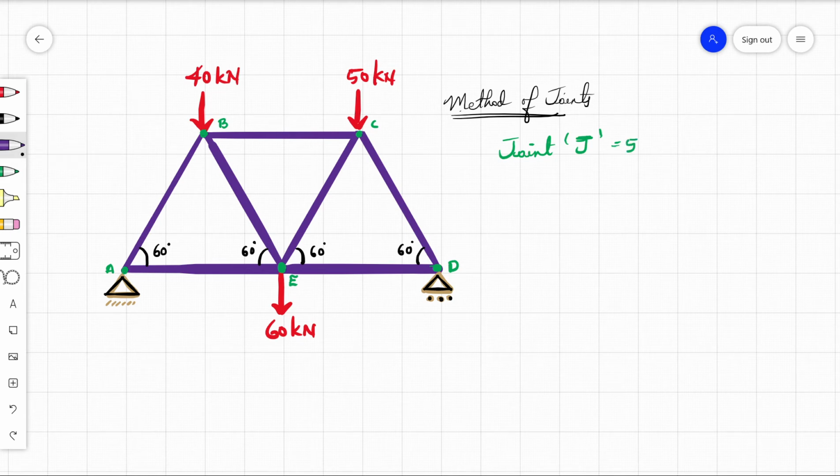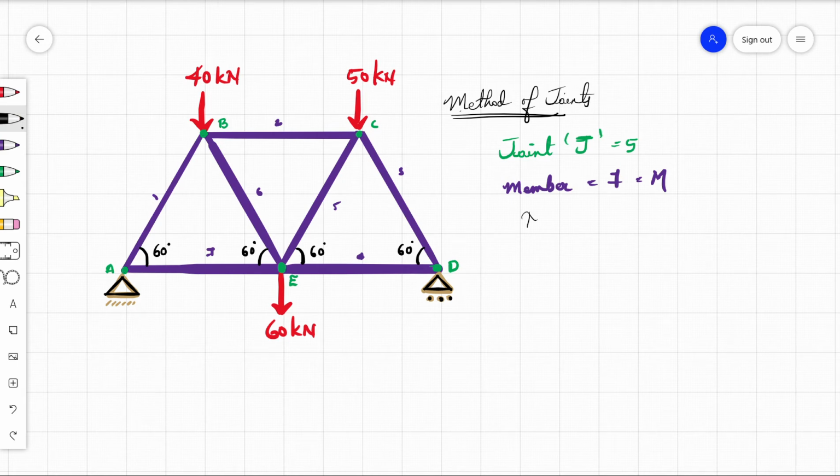Similarly, how many members are there? Between AB there is one member. Let me call that member 1, and second, third, fourth, fifth, sixth, and 7. So there are 7 members. The number of members is 7, which is normally denoted by M. Do not confuse it with the moment, okay?